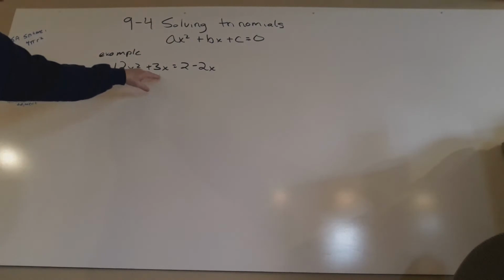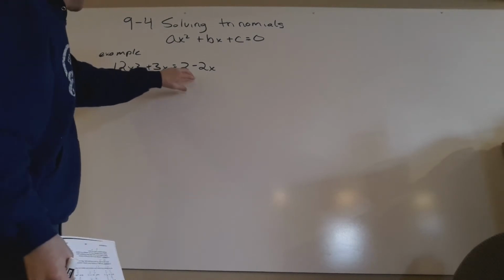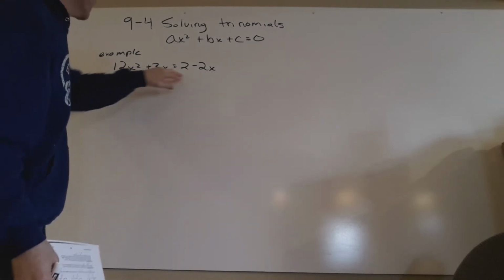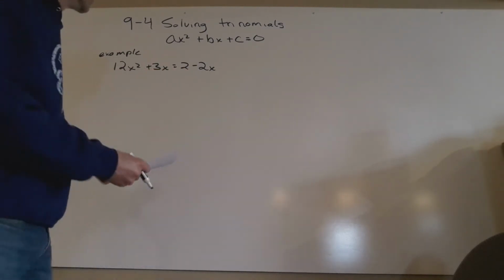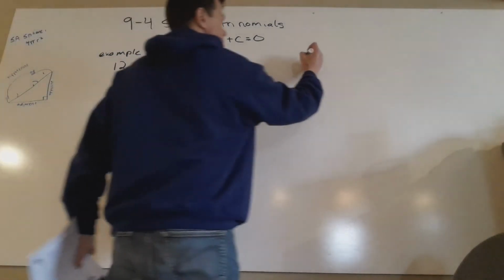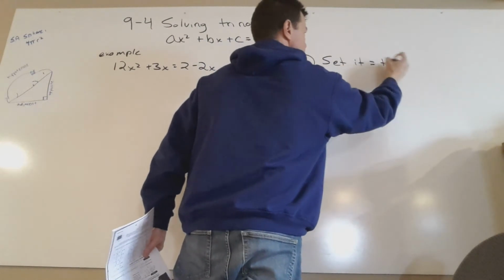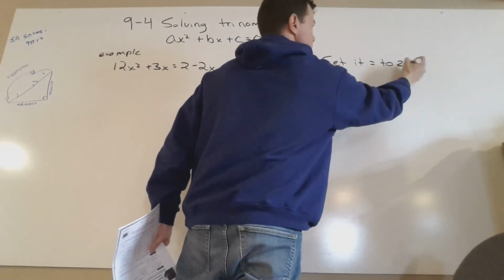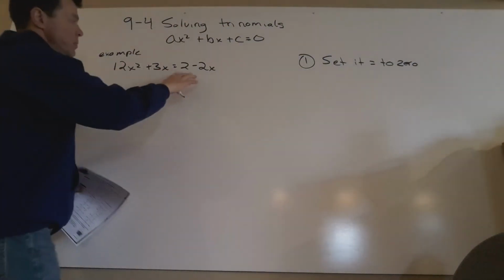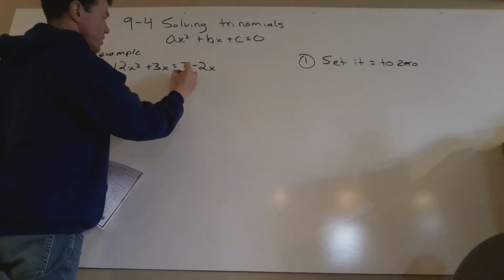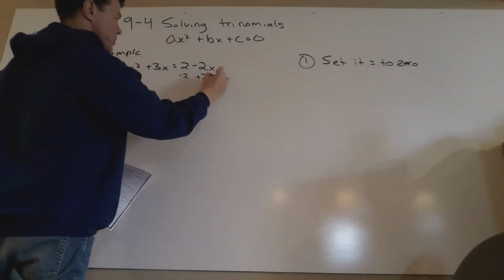12x squared plus 3x equals 2 minus 2x. All right, so if we remember with this, we want to get everything on the left side. We've got to get this thing equal to 0. So first step, set it equal to 0. And we will do that working with these two numbers. It's a positive 2, so we need to subtract 2. This is a negative 2x, so we need to add 2x.